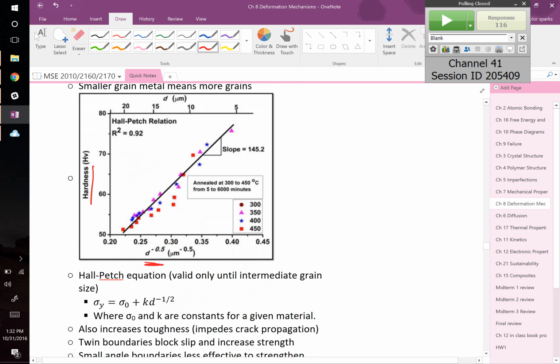So here's the actual expression. Your yield strength is going to be equal to some minimum yield strength plus k d to the negative 1/2, where d to the negative 1/2 is your grain size to the negative 1/2. So that's what they're plotting here, right? They've got d to the negative 1/2 here.